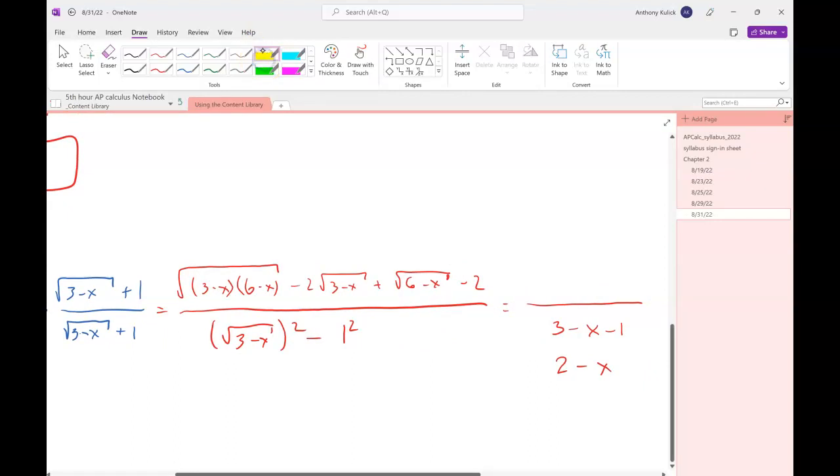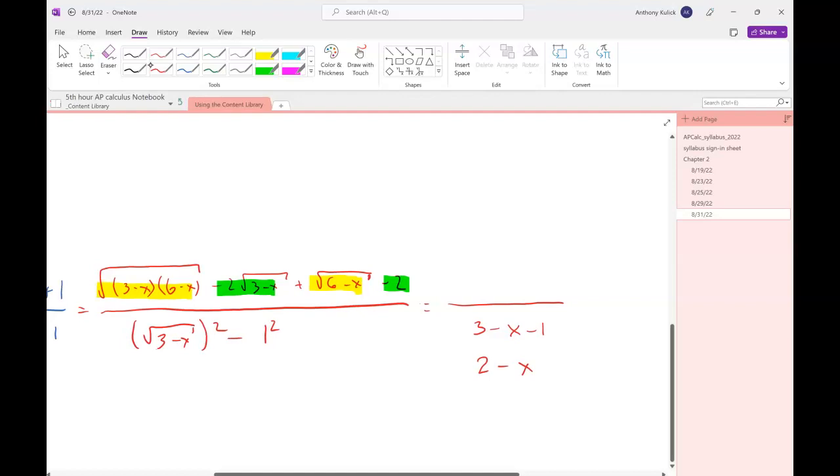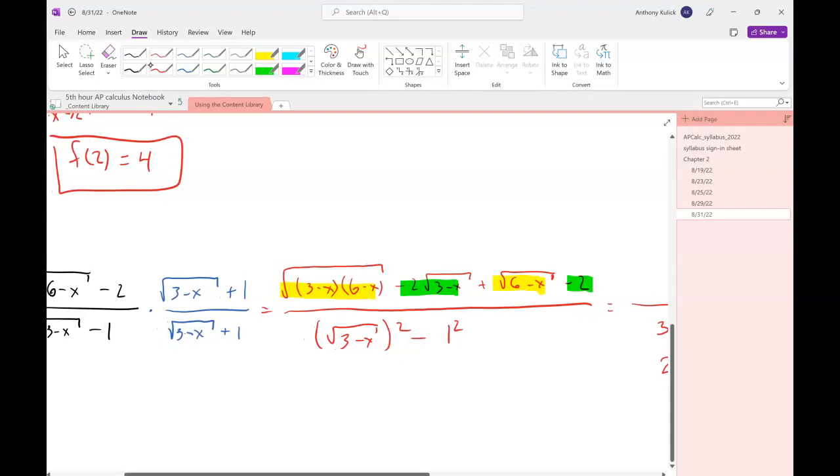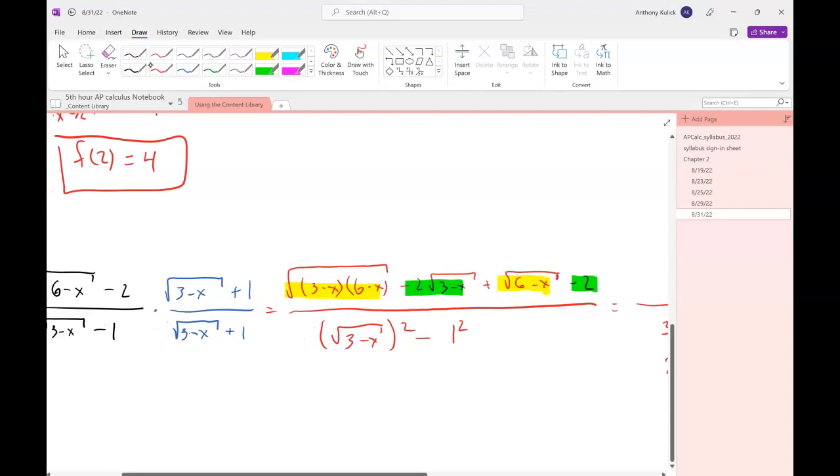So what I'm going to do up top is a factor by grouping, and I'm going to group those two terms together and then those two terms together. In the yellows, I see I have a factor root of 6 minus x, and in the greens, I have a negative 2. So I'm just going to factor that out and see if that's going to, no, that'll just give me back what I started. I can see it now already. Well, that's disappointing.